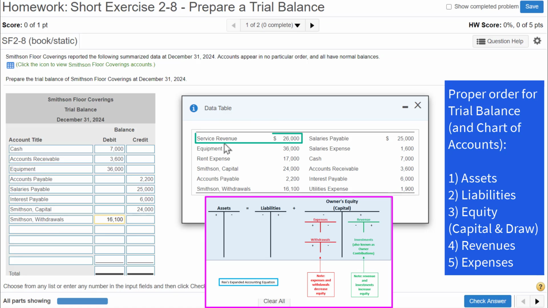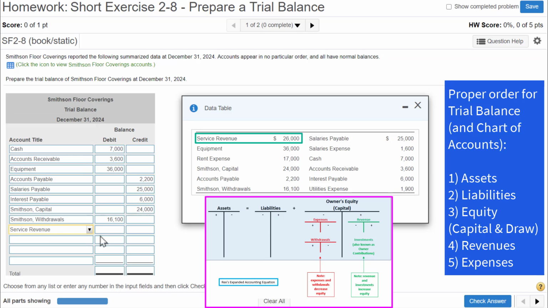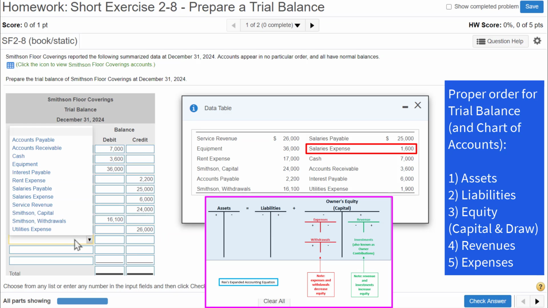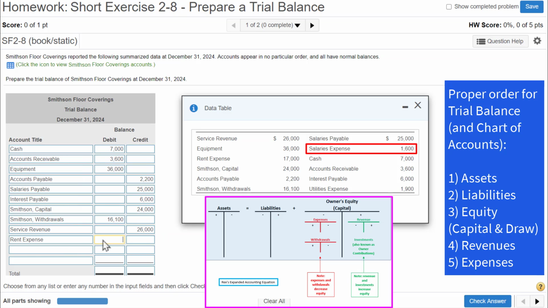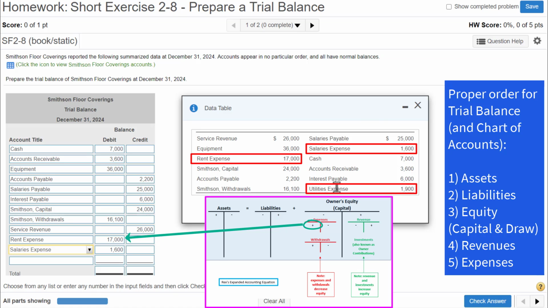So where's our revenue? We got service revenue here, 26,000. Service revenue. And which side is the plus side for revenue? It's the right side. Then we've got expenses. We list those in any order. So we got 17,000 of rent expense. Oh, and why am I putting it on the debit side? Because that's the plus side for expenses. How many other expenses we got? We got salaries expense, 1,600. And then we've got utilities expense, 1,900.